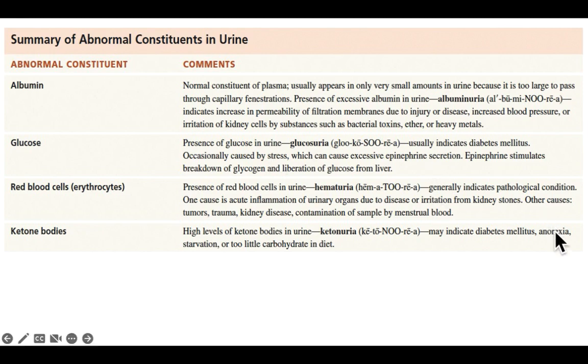Another cause might be anorexia or starvation or extremely low carbohydrate diets. In all of these situations, cells are not getting enough glucose for energy, and they will burn fat and produce ketones. All right? So that's the abnormal things that might be found in urine. And there's other things that might be found in urine, but this is some of the more common things that we look for that could potentially indicate problems with either the kidney or other medical conditions. All right, so that's the end of the urinary system.